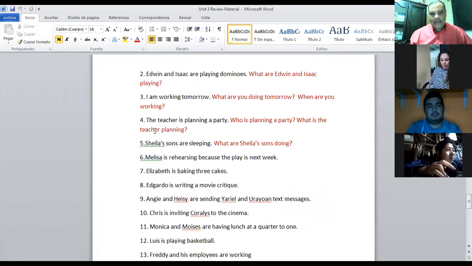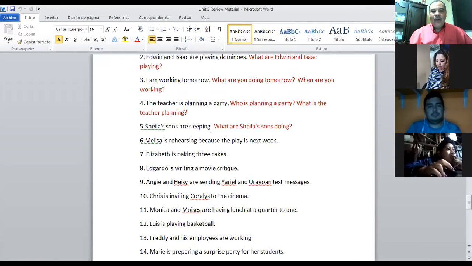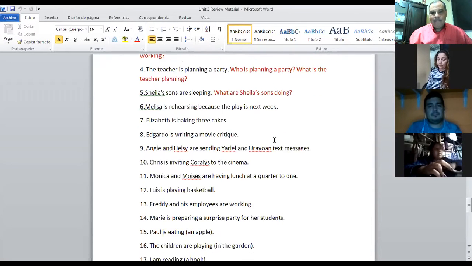So the teacher is planning a party. Who is planning a party? The teacher is planning a party. What is the teacher planning? The teacher is planning a party. Is that clear? Okay, we are going to do the next one. Sheila's sons are sleeping. What are Sheila's sons doing? Sheila's sons are sleeping. Is that clear? That's clear. Okay. Very good.